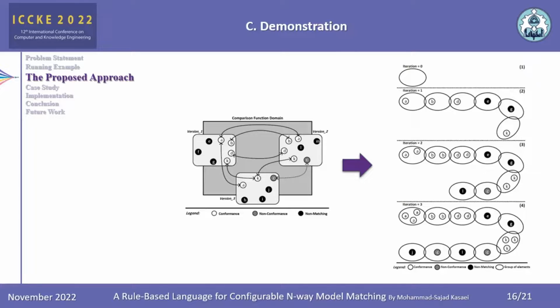In the second iteration, the n-way matching algorithm compares the elements of the second model and locates them in the appropriate groups. The algorithm automatically creates a new group if such a group cannot be found in a chain. Finally, the algorithm compares the last model's elements to produce the desired results by running the third iteration.